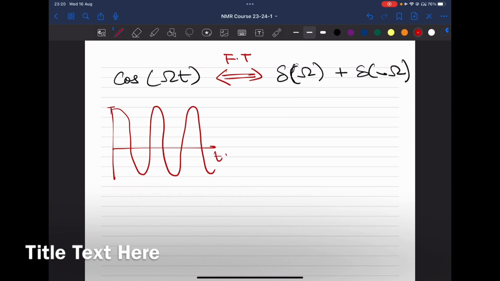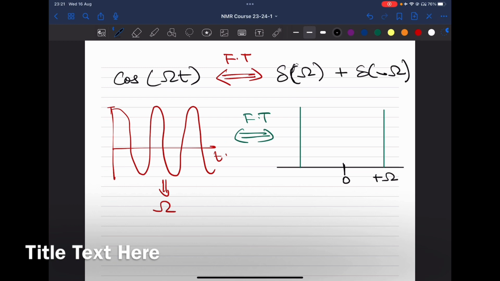Let's say this is a time domain signal and the frequency of this is capital omega. If you end up doing a Fourier transformation, you will get a frequency domain spectrum where you're going to get two lines, one at plus omega, another at minus omega. Basically, the cos function, when Fourier transformed, cannot distinguish whether the frequency is positive or negative. It gives a signal in both the places.